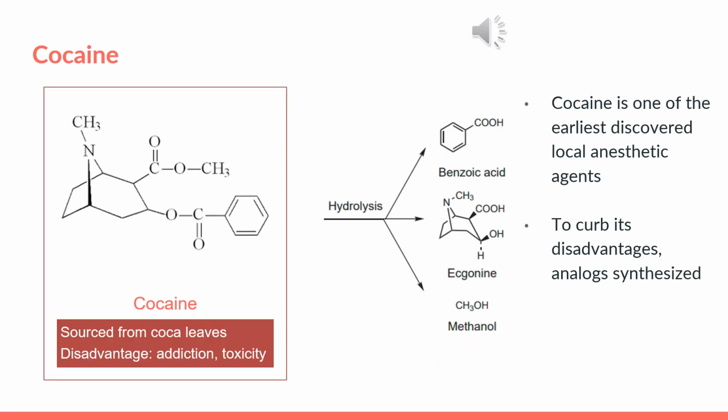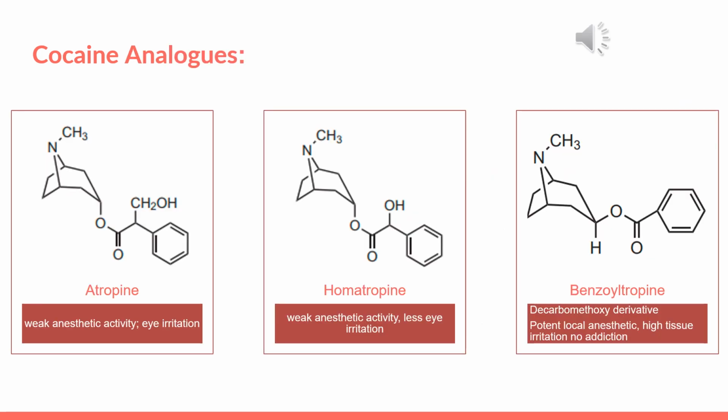One of the earliest discovered local anesthetics is cocaine. It is sourced from coca leaves and is associated with many disadvantages, including addiction and toxicity. To curb these disadvantages, analogues are synthesized from cocaine by understanding its inactive metabolites. The following are analogues of the cocaine compound.